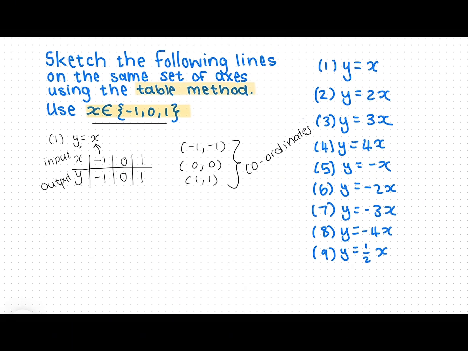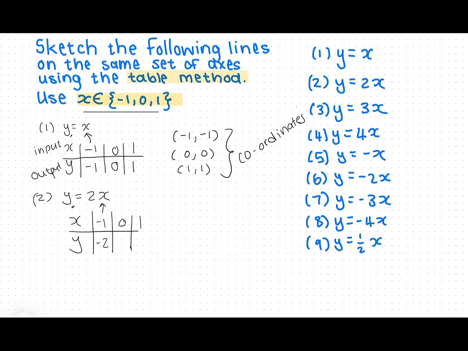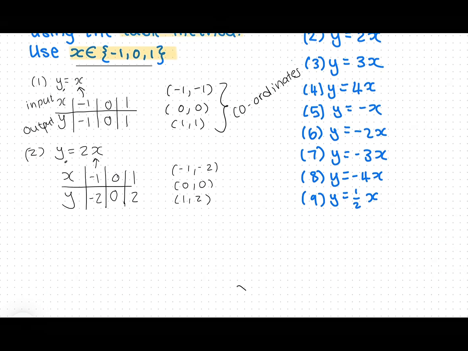Looking at the second one, y is equal to 2x, again we're going to construct a table, but note that 2 is in front of the x values, so you are basically going to multiply the inputs by 2 to get the output. At this point, you can pause the video and have a go for equations 3 until 9 to see if we get the same values in our tables.